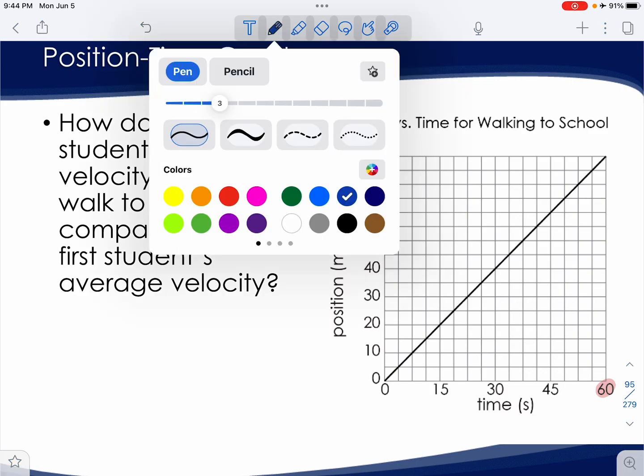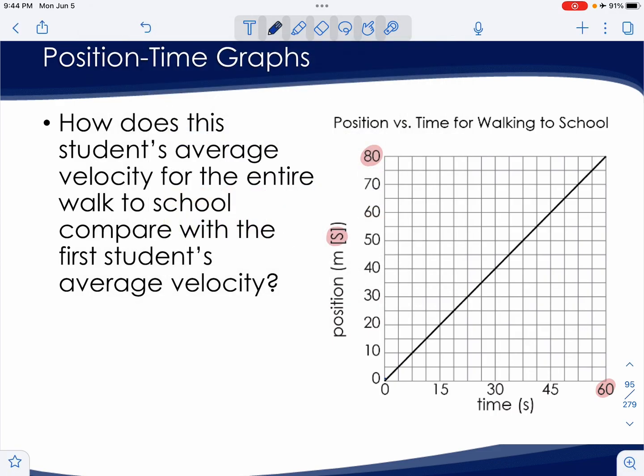Now, it doesn't matter. A student could go at all different paces, and as long as they ended up at the same position in the same amount of time, the average velocity would be the same. So a student could go really, really fast and then really, really slow. See?